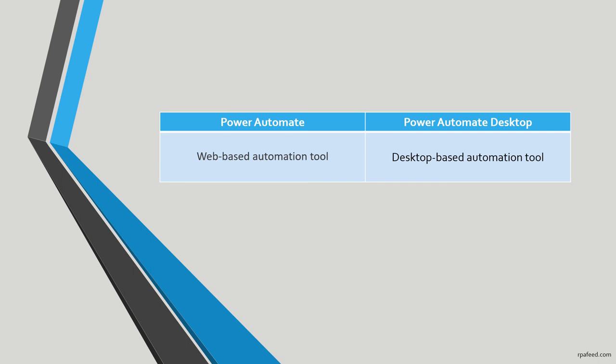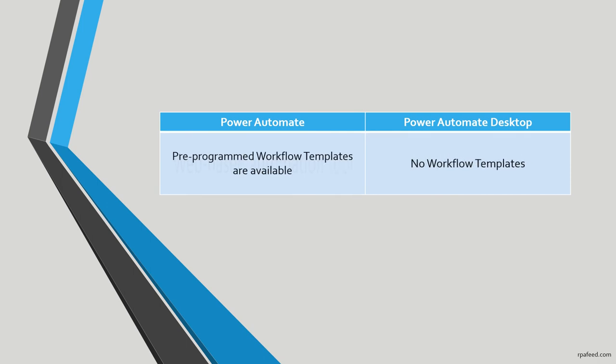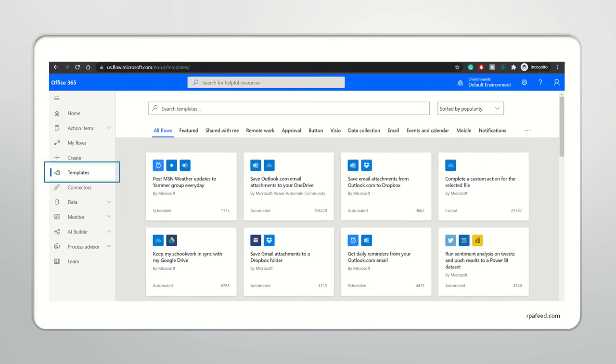It's cloud-based. And then in Power Automate, you get pre-programmed workflow templates. In Power Automate Desktop, you don't get any pre-programmed workflow templates as such. These are the templates. Once you log into the Power Automate online version, on the left hand side, you have a templates option wherein you can see the pre-programmed, already configured, ready to use templates. This option is not available in Power Automate Desktop.